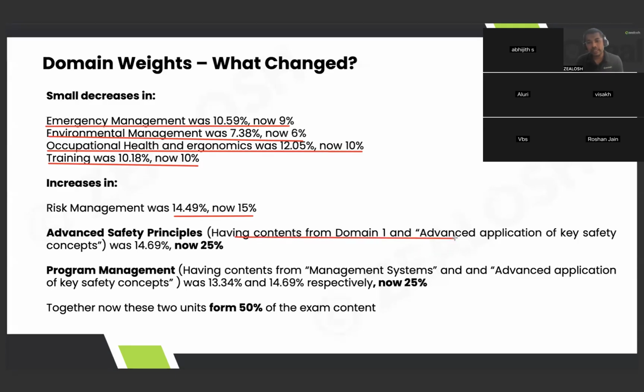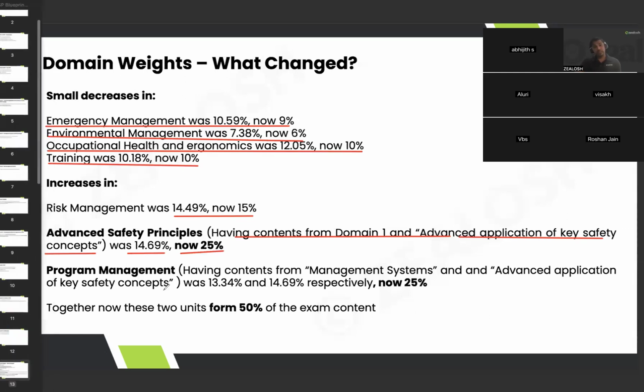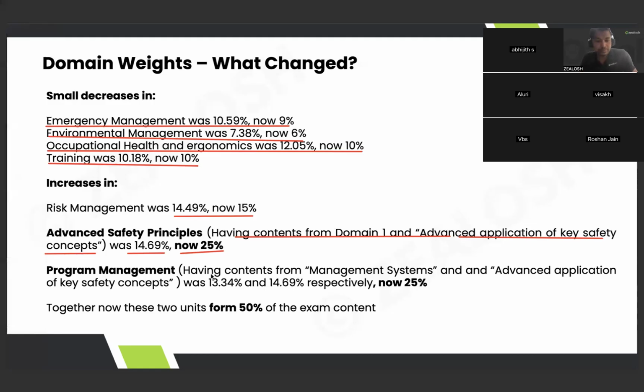This unit has contents from domain 1 and advanced application of key safety concepts. It was 14.69. Now it has increased to 25%. So 25% in the CSP exam means I'll be getting 50 questions, right? 200 questions will be there in the CSP exam. So 25% means I can expect 50 questions from advanced safety principles, consisting of some things from domain number 1 and advanced application.